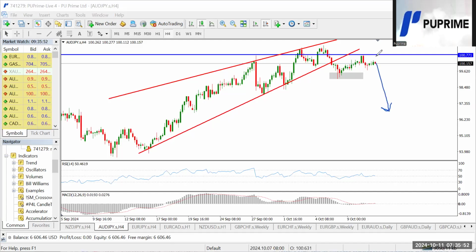So you can still hold on. It only depends now on what amount of exposure you have in relation to your equity, that's your trading capital. But technically, I still anticipate that price is expected to break out downwards on the AUD JPY.